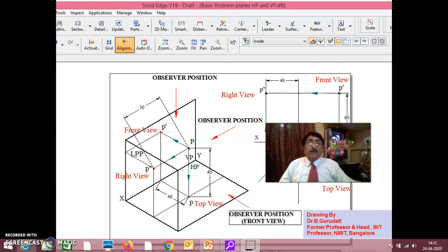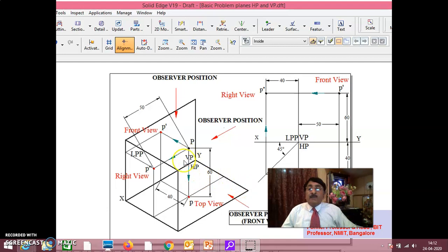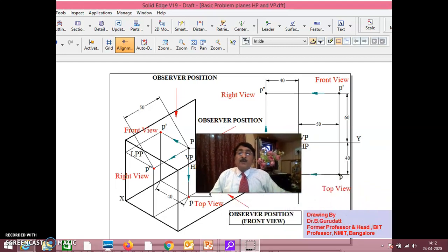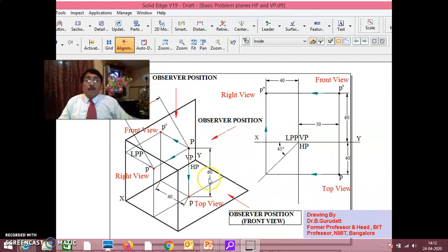I've introduced only one small change here: instead of RPP, I have got LPP. See here, VP, HP, and this is LPP. You open the plane in this way, so that X1, Y1 is the intersection of VP and LPP. Then, in the same way, above HP parallel to VP, you get it here, P dash.